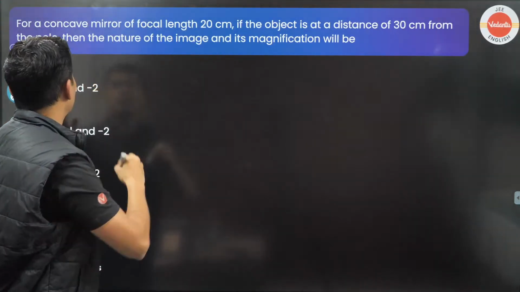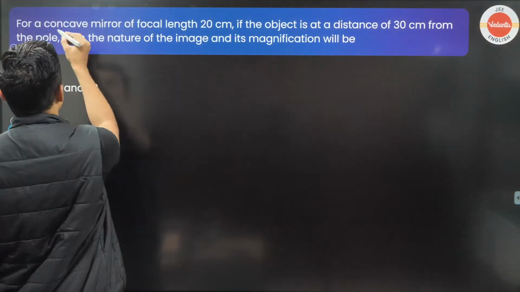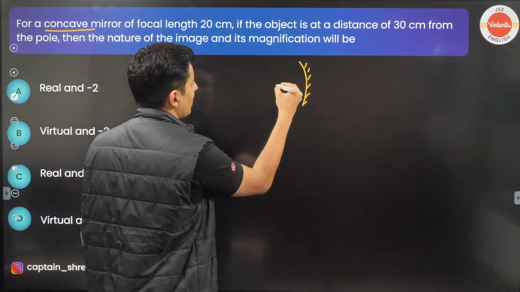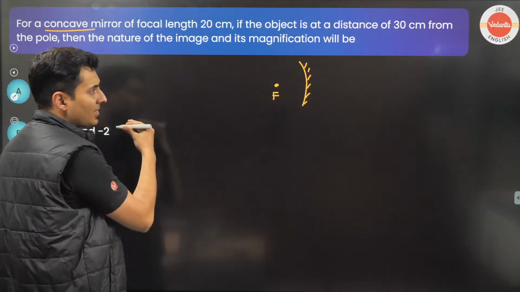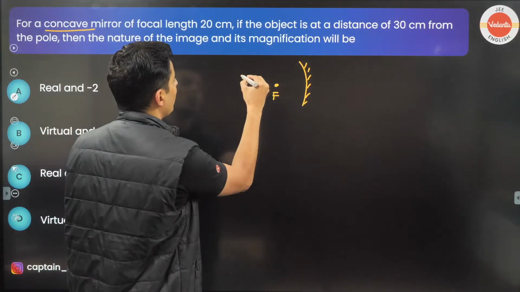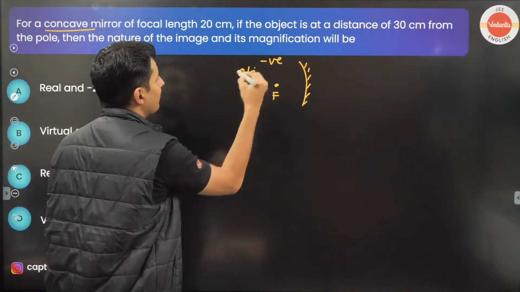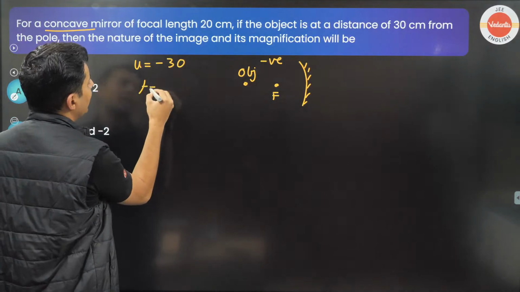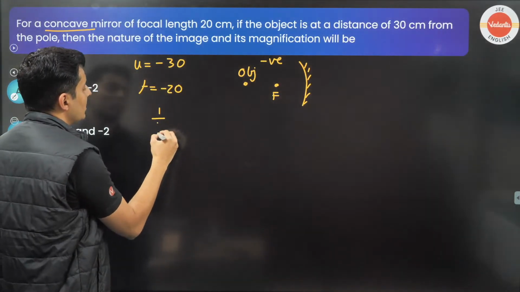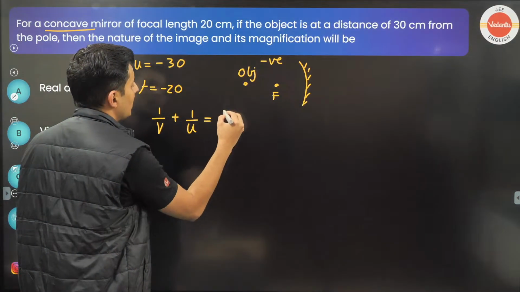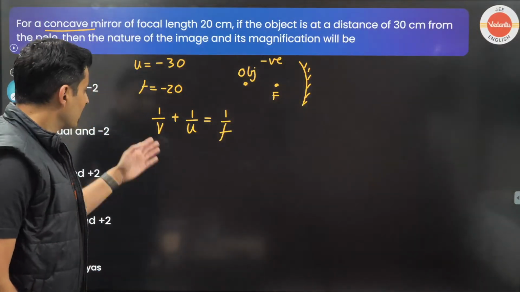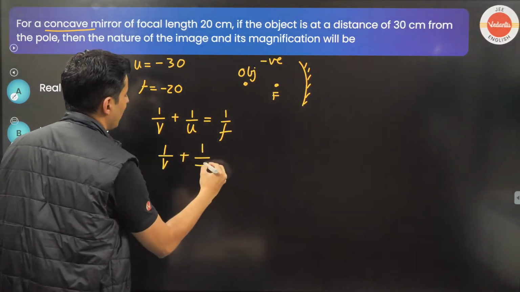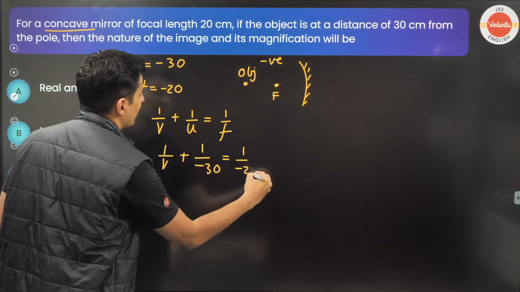Okay, so what we can do over here, because the focal length is given and it is a concave mirror. Remember, for a concave mirror, the focal point is this side and the object is given to be over here. So obviously this is negative side. So object distance is minus 30, focal length is minus 20. So I'm just going to use 1 by V plus 1 by U is equal to 1 by F. Correct? So let's try to see what happens. So 1 by V plus 1 by U, U is nothing but minus 30 is equal to 1 by F, which is nothing but minus 20.